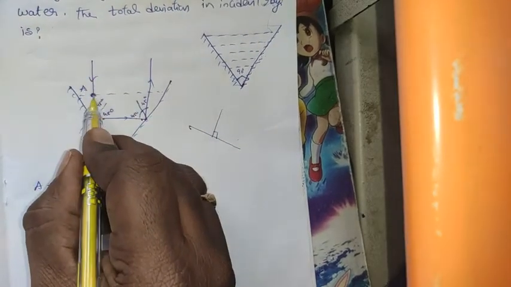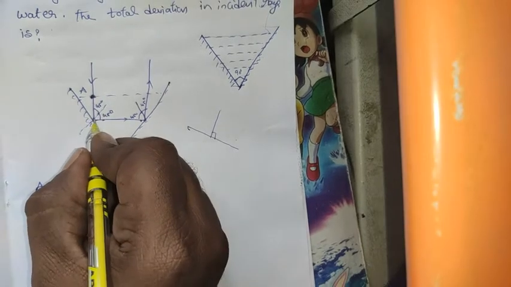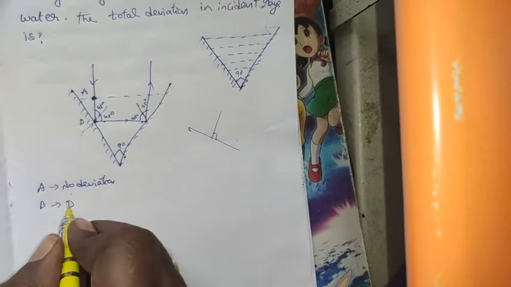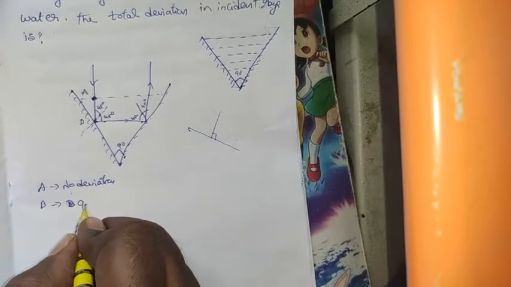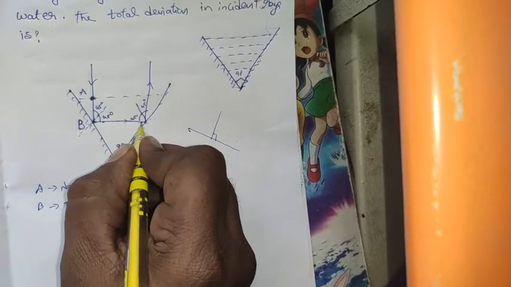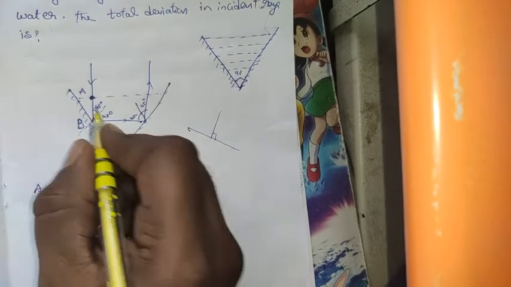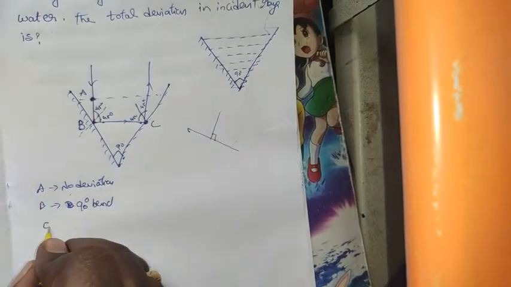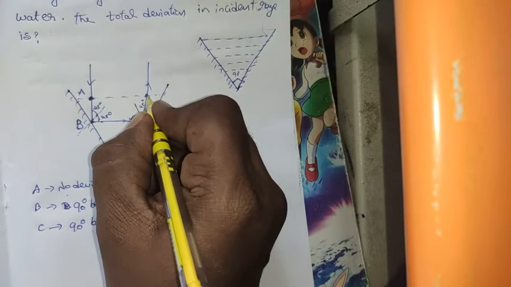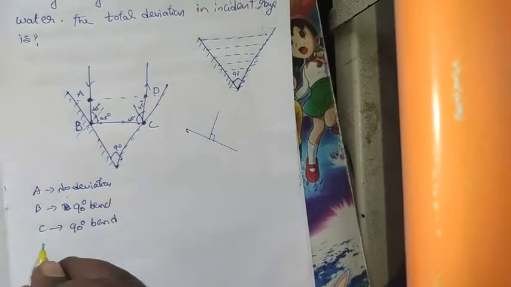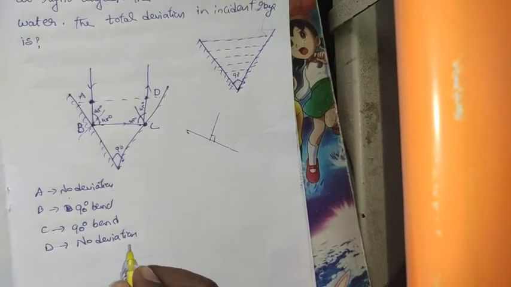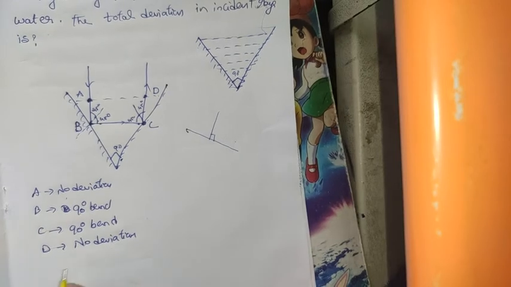So when light enters at point A, there is no deviation. At point B it is incident at an angle of 45 degrees, so the deviation caused is a 90 degrees bend. Here it is 45 degrees and here also 45 degrees, exactly the same, so it is again bent by 90 degrees. When it emerges out at point D, there is no deviation. We already discussed that whenever the light ray passes at 90 degrees, there is no deviation.